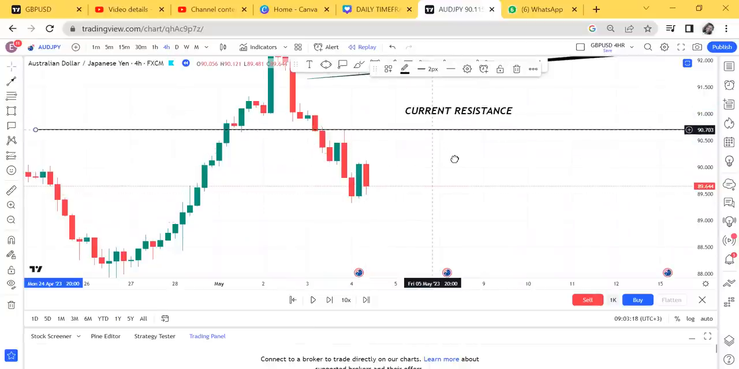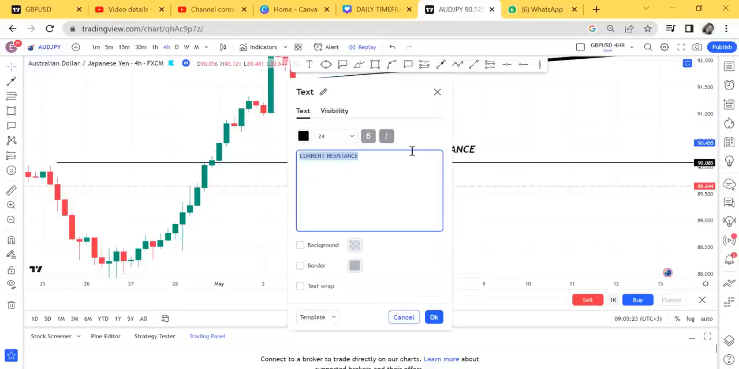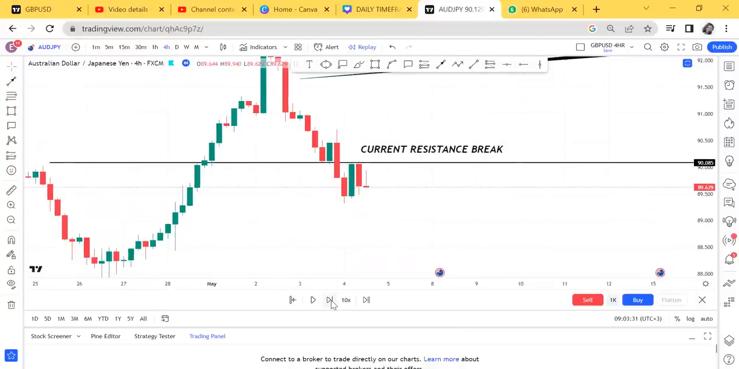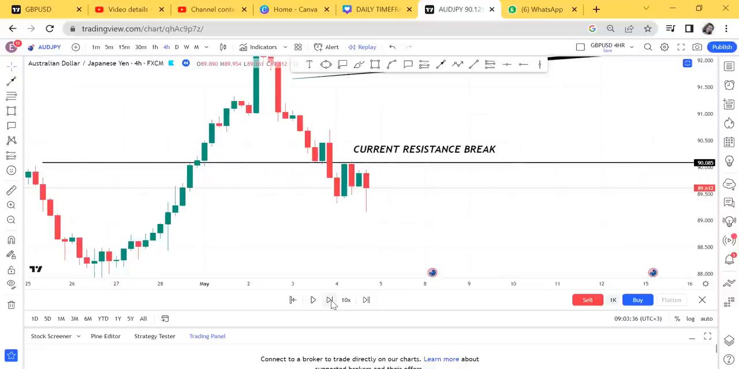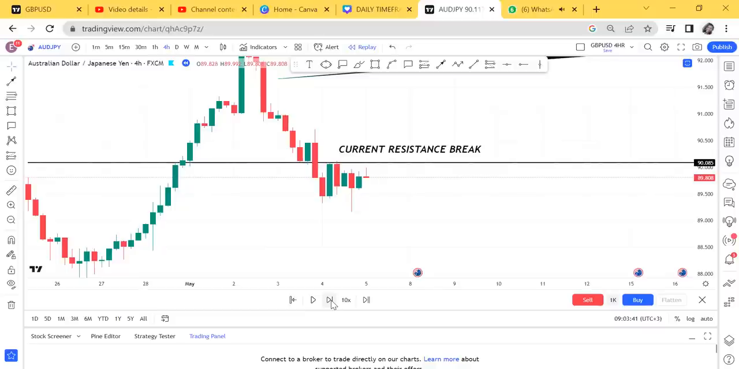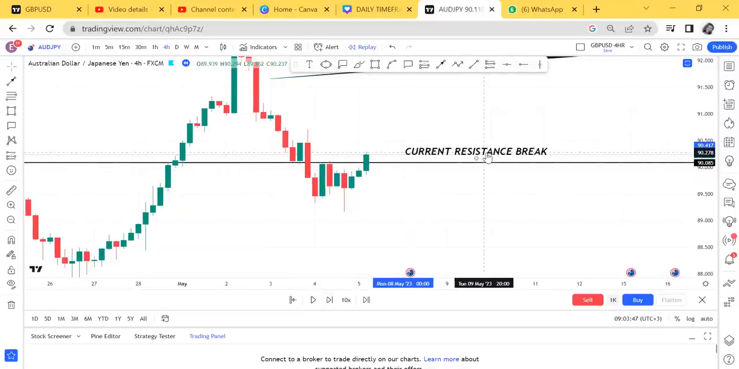I hope you guys are following. We have a new current resistance, and the only thing that we want now is for current resistance to break. And you can see buyers are not able to break each current resistance that is created. It's like a consolidation, like a ranging market. The buyers are more willing to break this area. You wait patiently. Don't be in a rush. Just wait. Guys, what has happened?